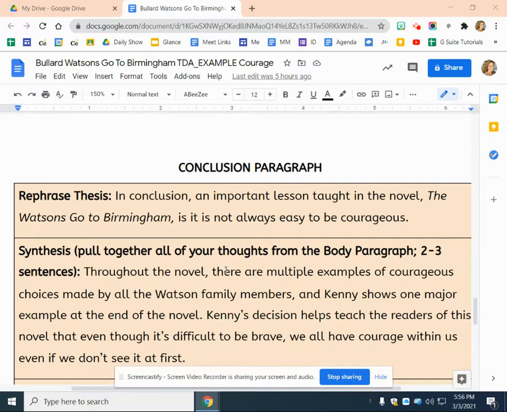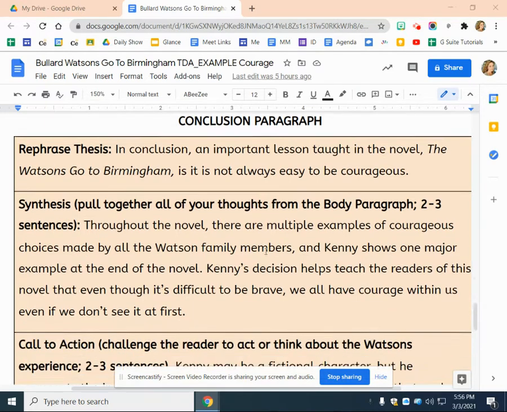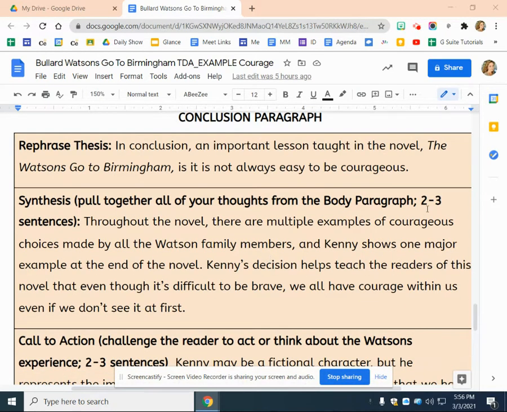All right, very good. Now we're going to move into the synthesis sentences. Now this should be 2 to 3 sentences. It's no less than 2, but no more than 3. It doesn't have to be long. And basically what you're doing here is you're going back to your body and you're kind of summarizing what you wrote in your body, okay?